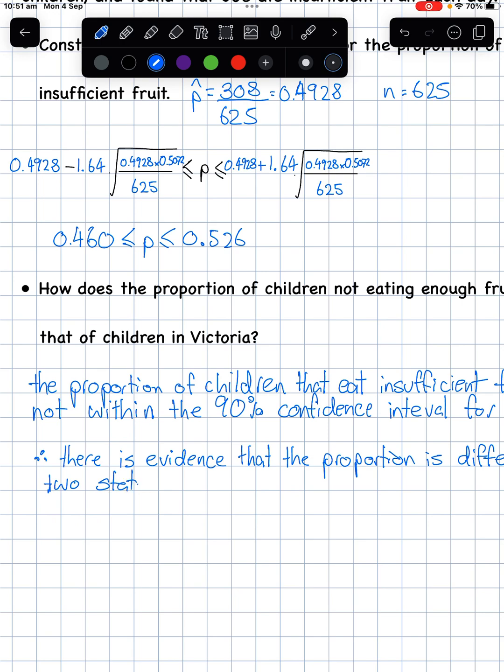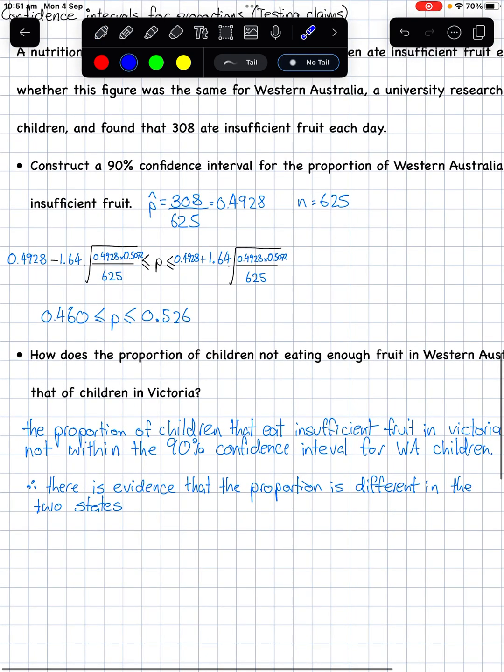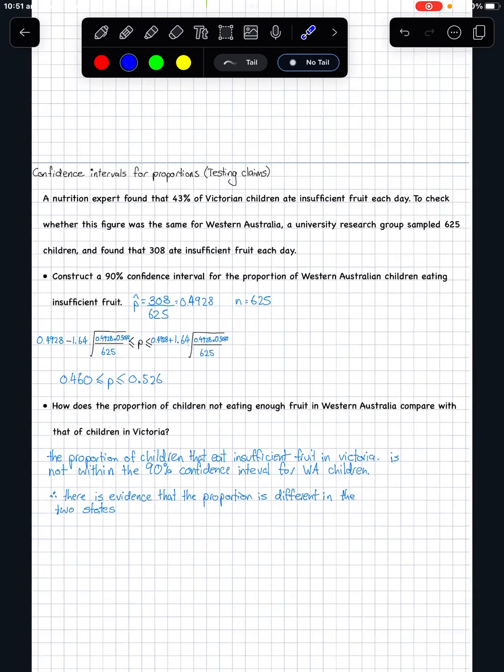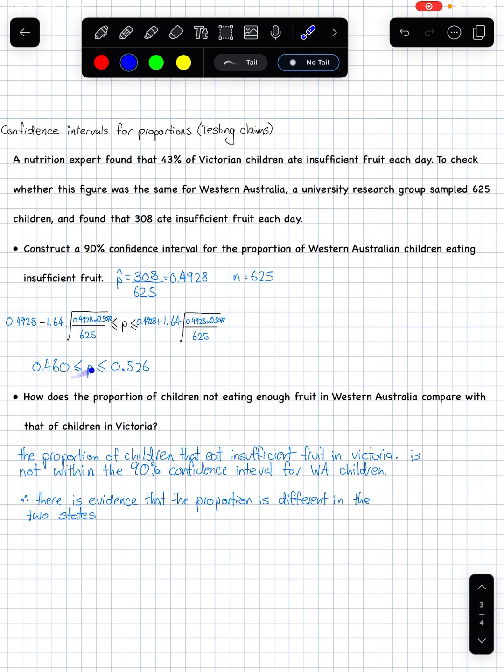Now, we've got to be really careful here, because you have to remember that with this confidence interval, the WA proportion could still lie at 43%. It's just that we're 90% sure it lies between these two values. So when you're testing, remember, it's never definitive. If it's within the interval, it supports the claim. If it's outside the interval, there is evidence to suggest that the proportions are different.